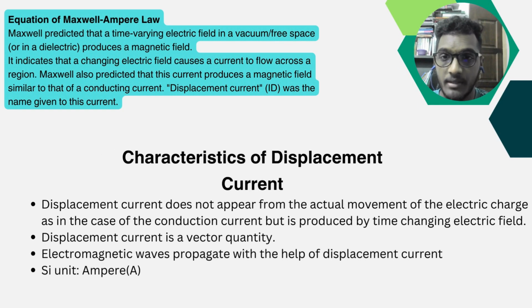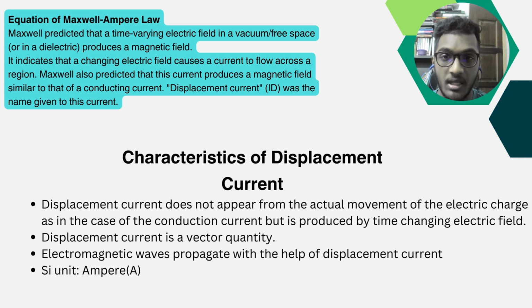So here is some basic explanation of the equation of the Maxwell-Ampere law. Maxwell predicted that a time-varying electric field in a vacuum or free space produces a magnetic field. It indicates that a changing electric field causes a current to flow across a region. Maxwell also predicted that this current produces a magnetic field similar to that of a conducting current.